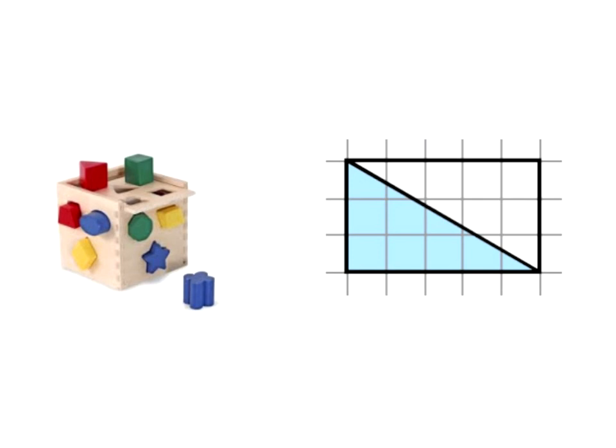So when a child rotates a shape to fit in a puzzle, she's employing spatial reasoning. When a student uses a diagram of a rectangle to prove that the formula for finding the area of a triangle is length times height divided by 2, they're using spatial reasoning.